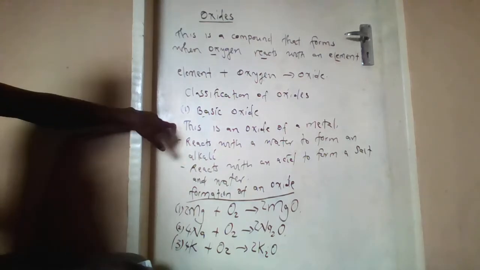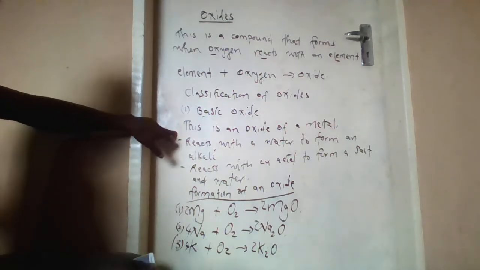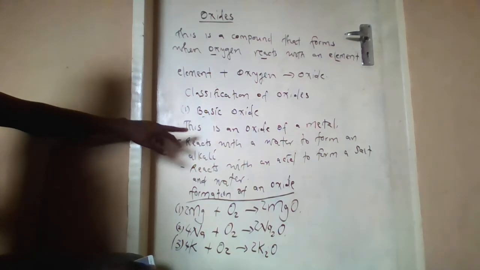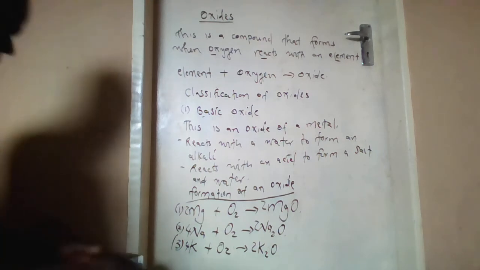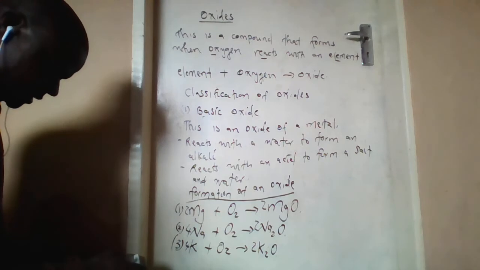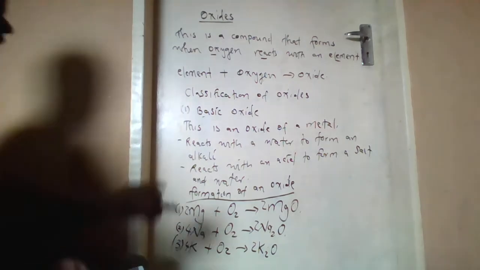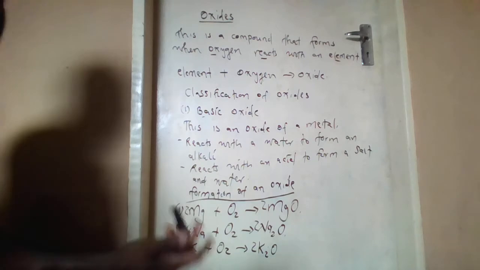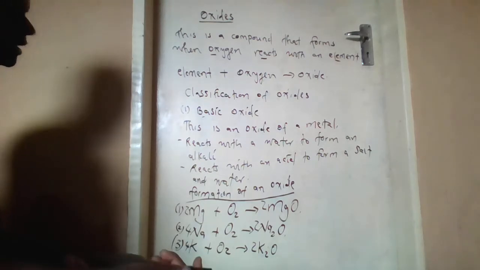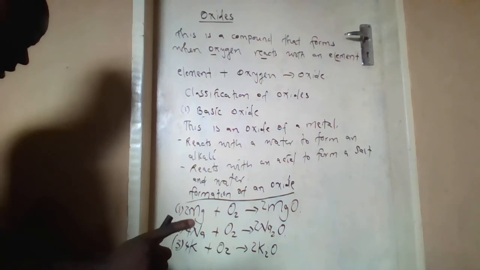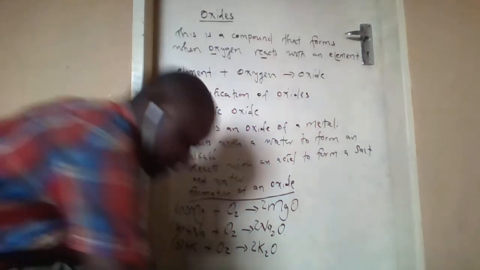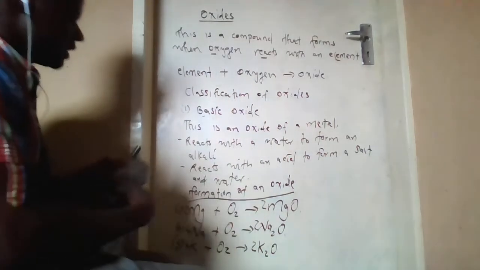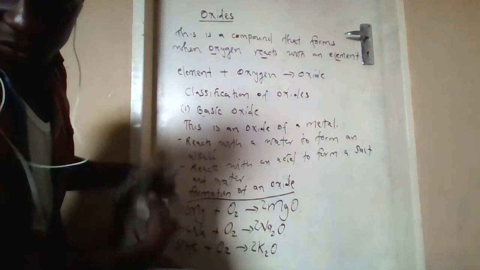But what are the characteristics? I said the characteristics of these oxides are: one, they react with water to form an alkali. Why? Because these guys react with water. The other characteristic is that for it to react with water, definitely it must be soluble. So take note of that. The other characteristic of these basic oxides is that they are soluble. That is why they are able to react with water.